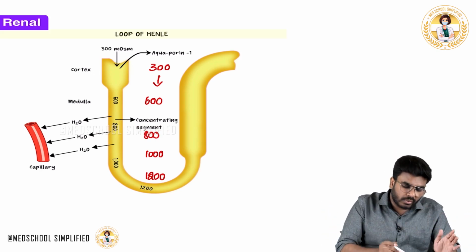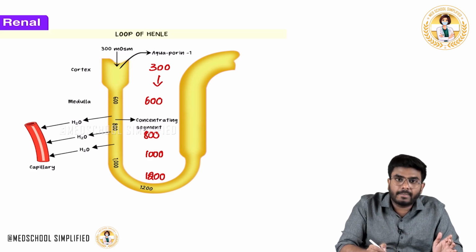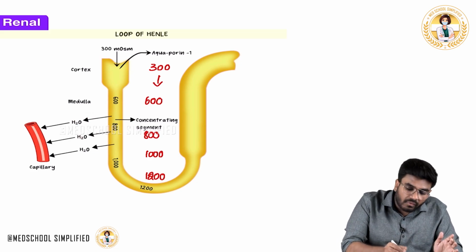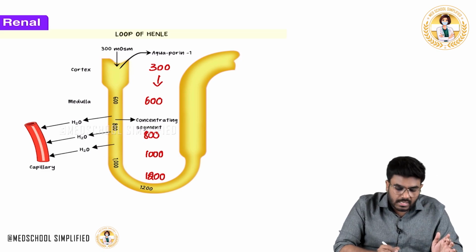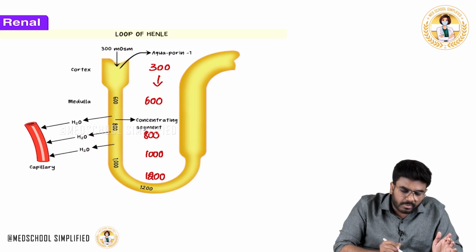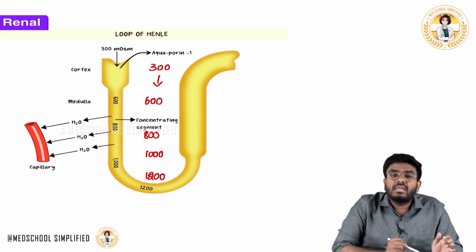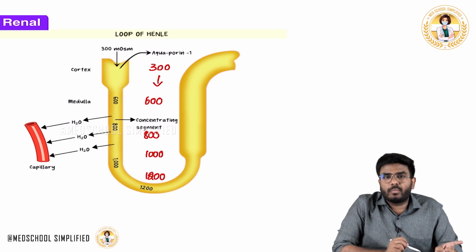So as the urine moves down in the descending limb of loop of Henle, the urine is getting concentrated, because only water is getting reabsorbed via the aquaporin 1 channels. Here, water is getting reabsorbed with the help of aquaporin 1 channels. So the descending limb of loop of Henle is freely permeable to water.